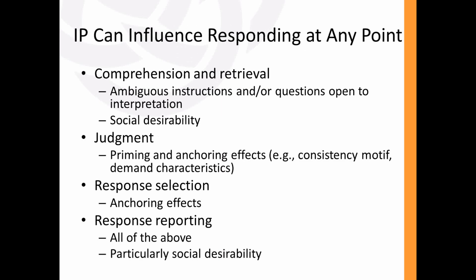Anyway, the takeaway here is that information processing can influence responding at any one of these points along the way. So when it comes to that first stage, you've got ambiguous instructions and questions that are open to interpretation, and here certainly social desirability can play a role as an example. In terms of judgment, you have things that are called priming and anchoring effects, and some examples of this are consistency motif and demand characteristics.